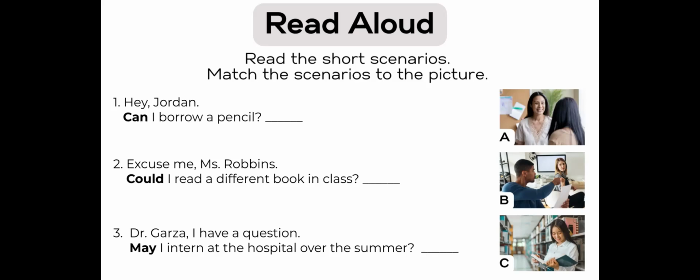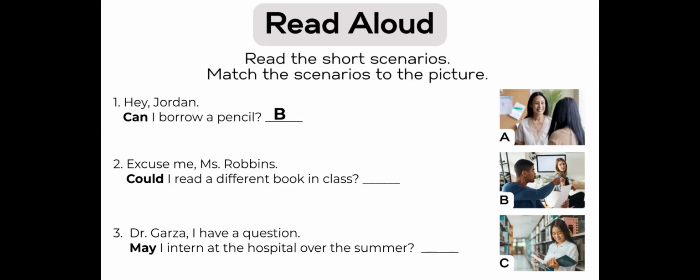So number one says, "Hey Jordan, can I borrow a pencil?" And that connects to picture B. Now, why are we using the modal can? We know this is informal because the person says hey, which is much more informal than hello or good morning. They also use Jordan's name directly, so we can guess that Jordan is a friend, classmate, maybe even a coworker that they know pretty well.